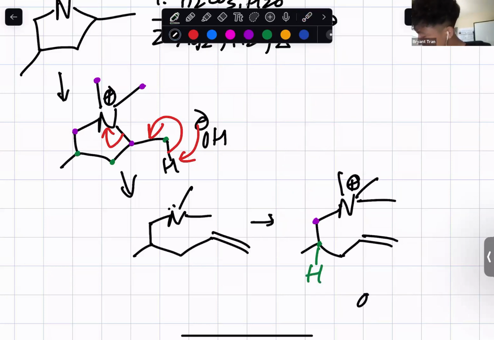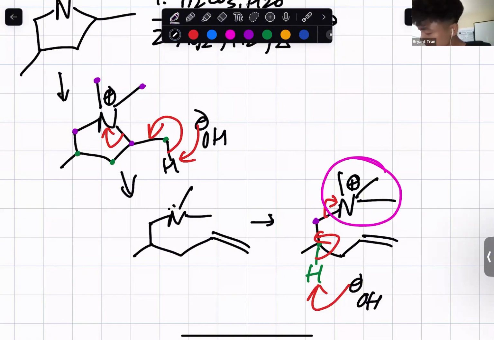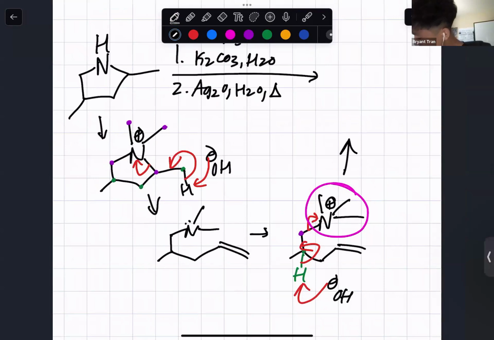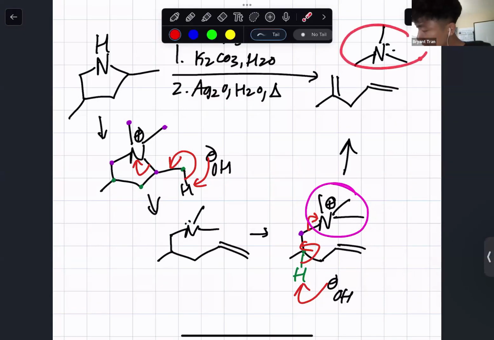Grab the beta hydrogen with the OH minus, make a double bond here between the alpha and beta carbon, and kick out that leaving group, right? This right here is the Lg, the leaving group, which will lead us to our final product. Like that. And because this is organic, I would include that as well in the answer.